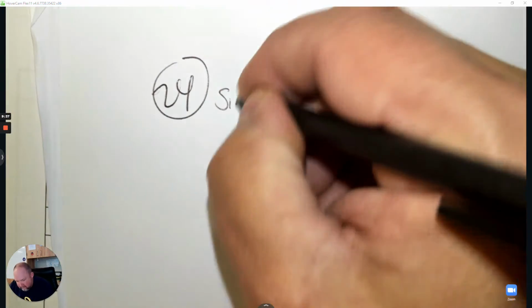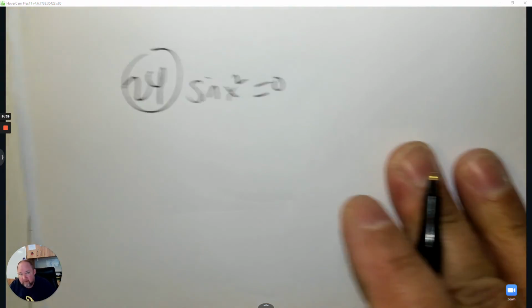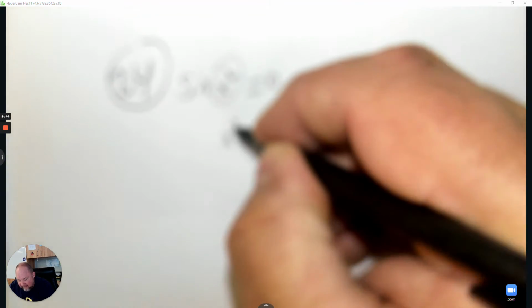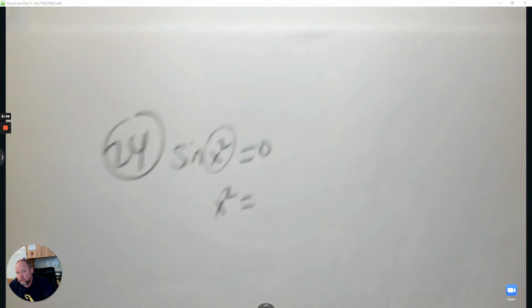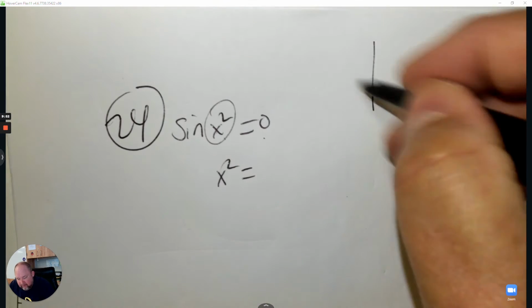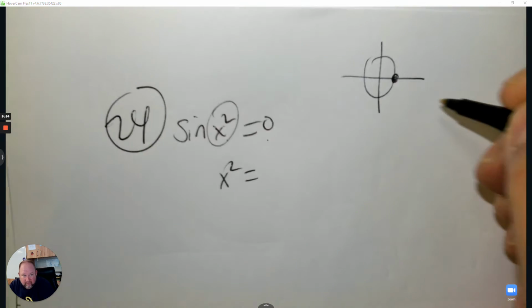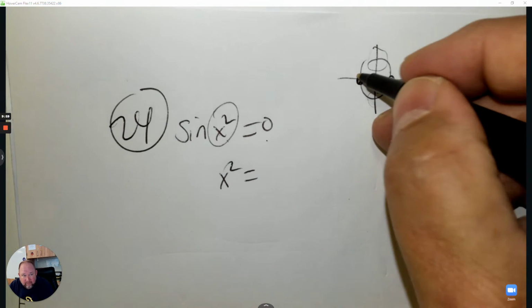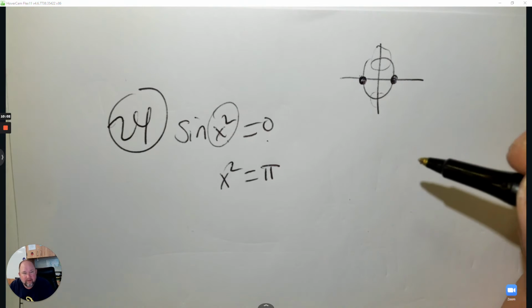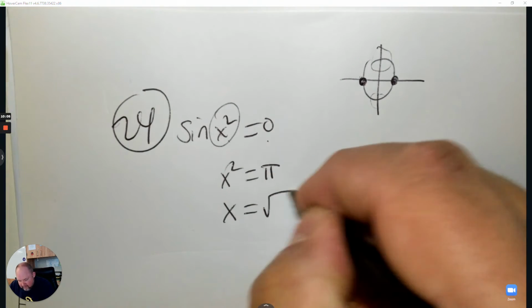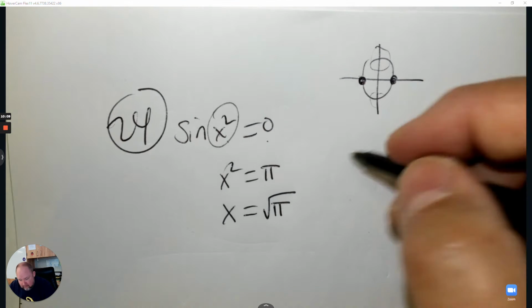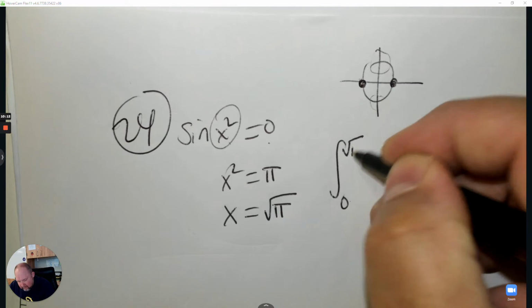So I'm going to take the function and make it equal to 0. Now, in order to understand it, I need to know what angle gives you the answer 0. If you think of the unit circle, 0 gives you the answer 0. The other one is pi. So if I let x squared equal pi and square root it, then I get the square root of pi being the bound. So it goes from 0 to the square root of pi.